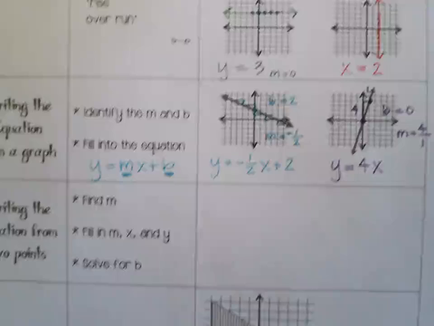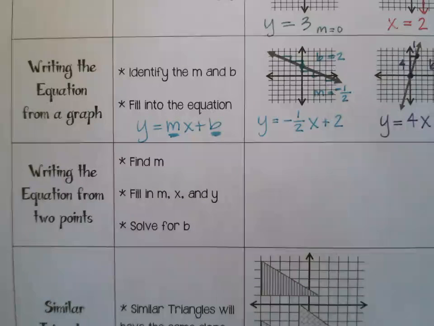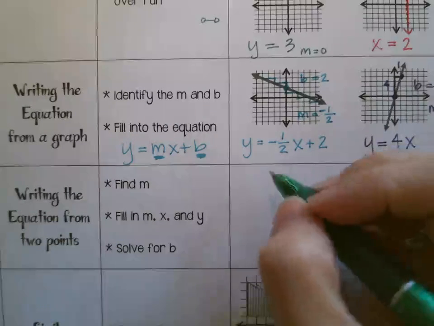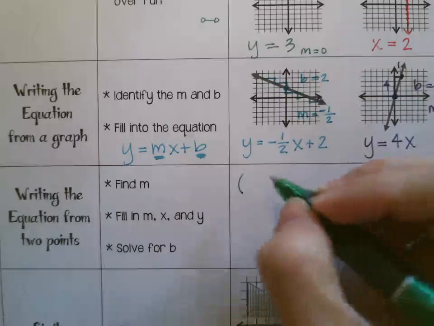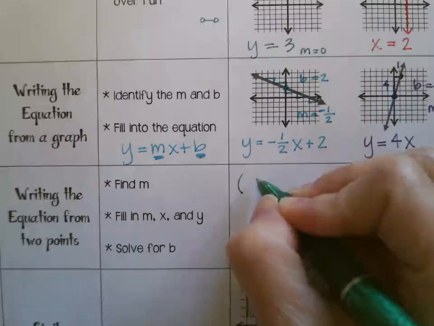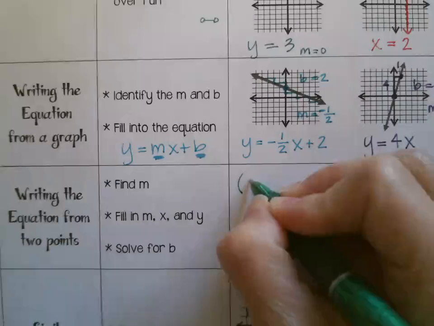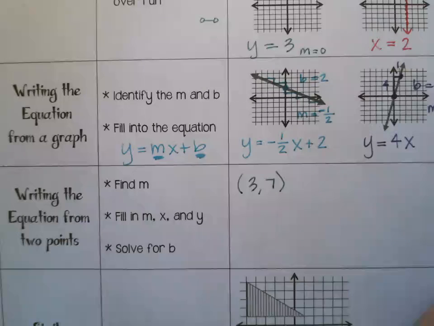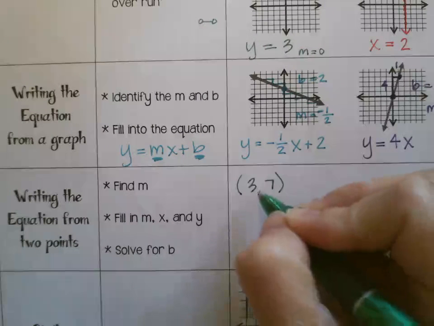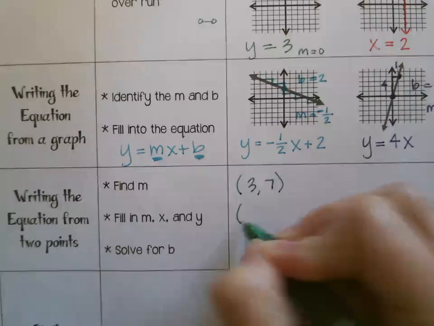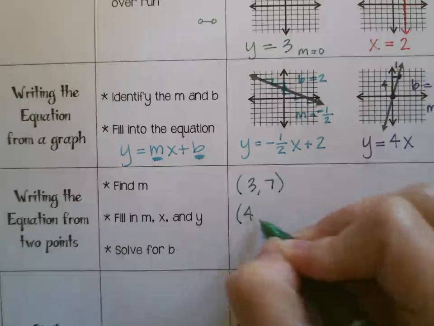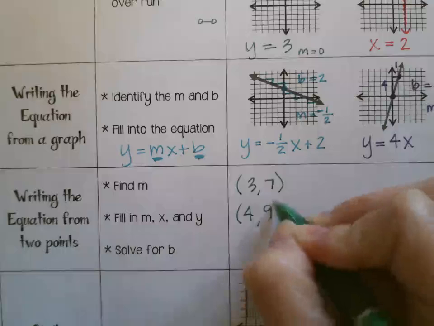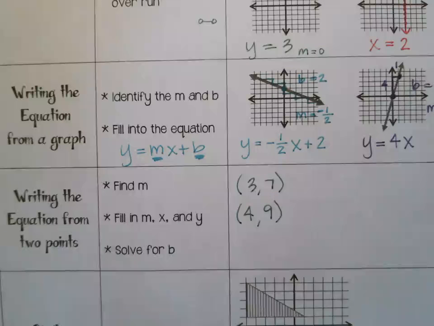All right. Next up, let's write the equation if we just know 2 points. So I'm going to tell you that, let's use, how about, oh gosh, I don't know, how about (3, 7) and (4, 9). Why not? Let's just do those two.